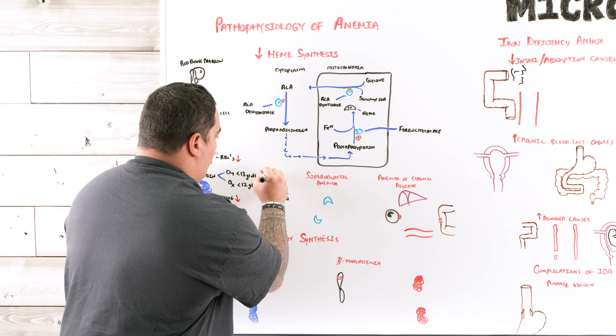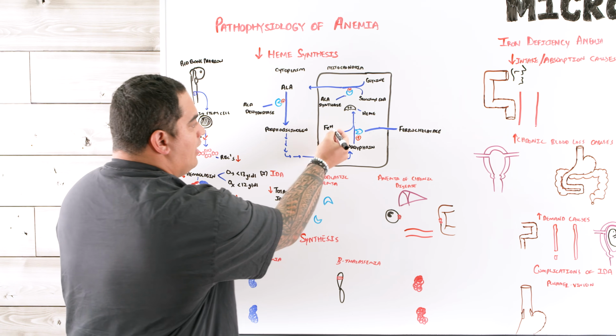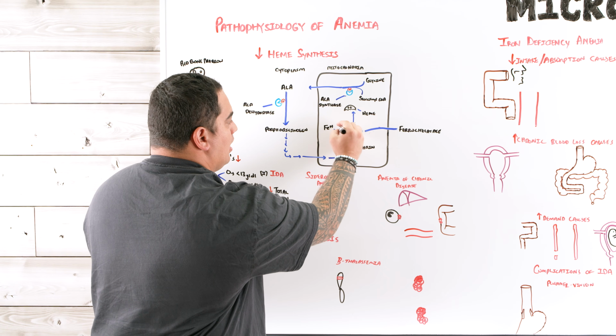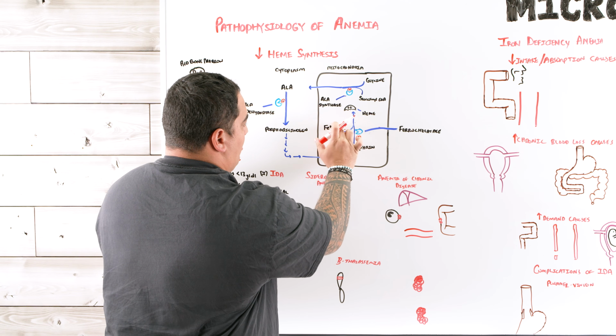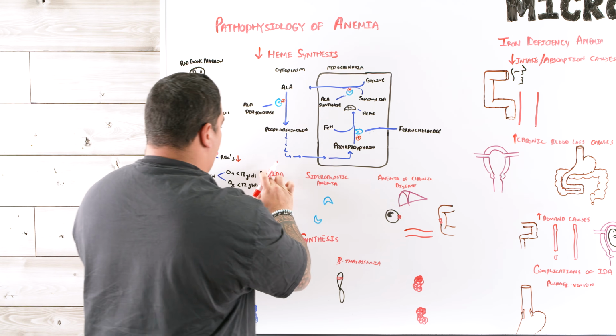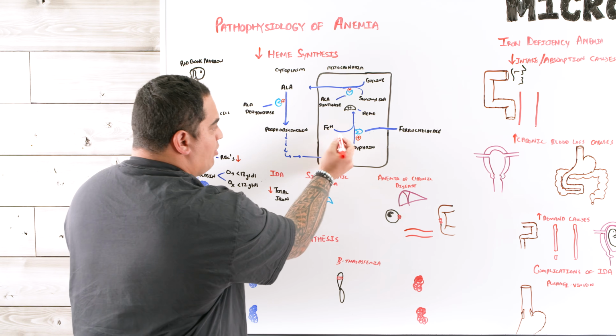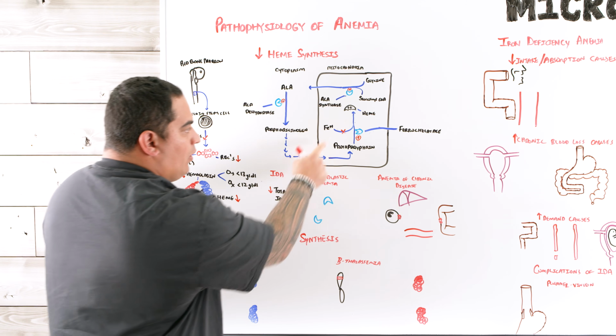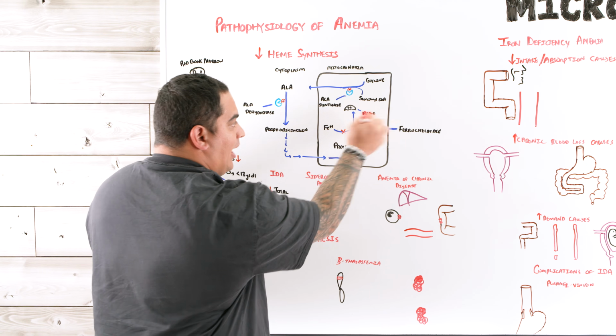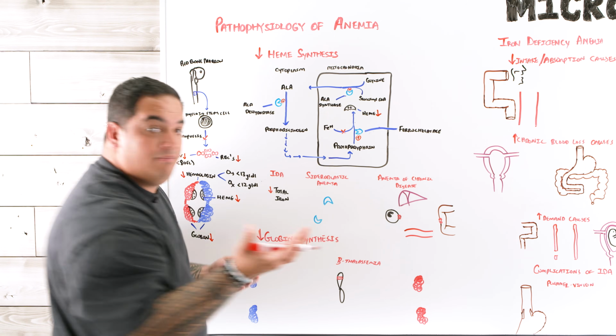I'll put like a Roman numeral 1 here. This part is being impeded. I just want you to remember, we won't put the Roman numeral, let's just put in this concept here, this process is actually being impeded. If we don't have enough iron, we're not going to be able to combine the iron with the protoporphyrin and we'll make less heme.